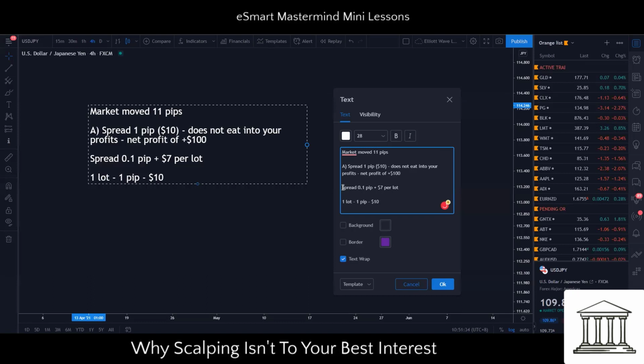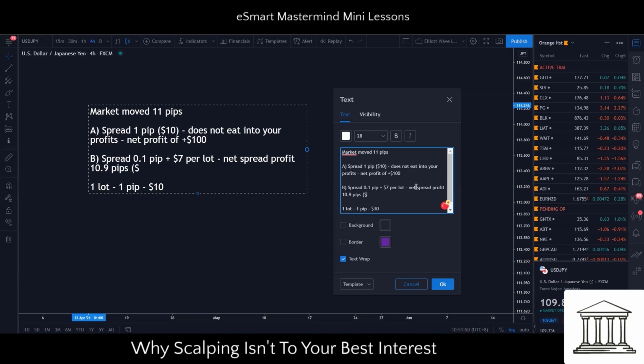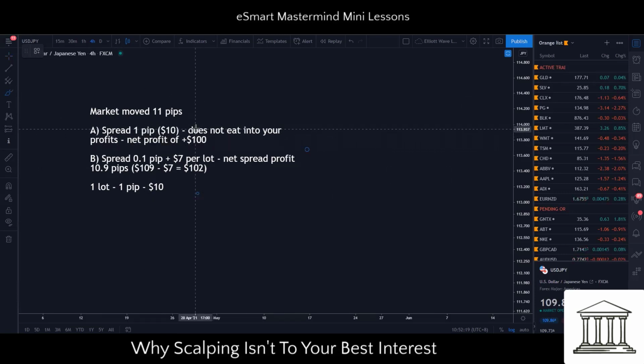Option B, the difference here, of course, is that your spread is 0.1, so your net profit is going to be 10.9 pips, which translates to $109. However, because you have a $7 commission, you need to minus off that $7 of commission, and that translates to a net profit of $102. That's why I say it's more or less equal. If you are looking at a typical 1 pip spread, your net profit is $100. With a very low spread but a fixed commission, you're making about $102. More or less similar. So that's the idea behind it.